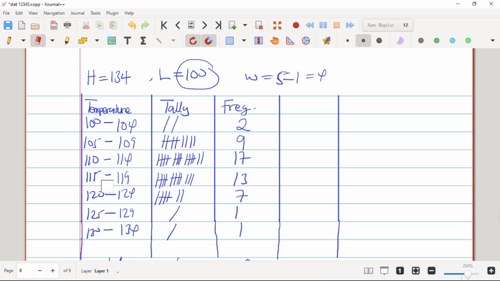So the next thing you are going to do is go to the raw data and check the number of individuals, or the number of values, that lie between 100 and 104. When you do that, you are going to record 2.